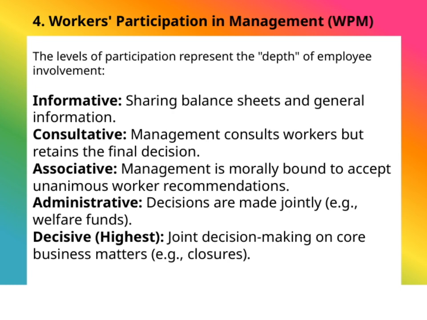Then we have the administrative level. At this stage, decisions are made jointly. For example, when it comes to welfare funds or other workplace policies, both management and employees collaborate directly. And finally, the highest level of participation is the decisive stage. This is where joint decision-making extends to core business matters, like deciding on plant closures or major strategic shifts. It truly involves workers as partners in critical decisions affecting the company's direction.